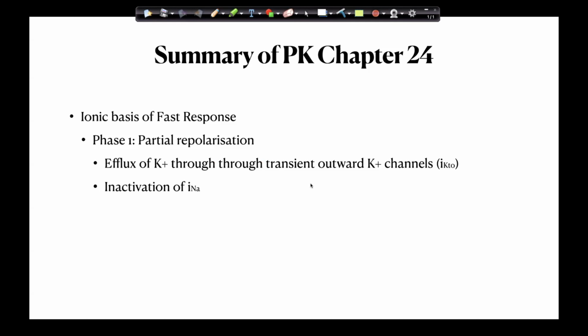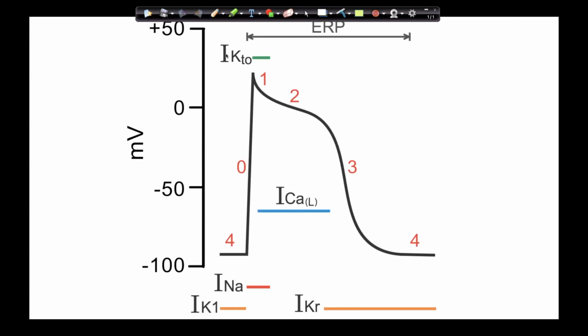Now, with phase 1 and the partial repolarization, you've got efflux of potassium through the transient outward potassium channel, so IKto, and you get inactivation of the fast sodium channels. So this is another potassium channel that we need to know. And this is the IK transient outward, so 'to' for transient outward, and that causes phase 1. So that causes the partial repolarization, okay, or sometimes also called the initial repolarization.